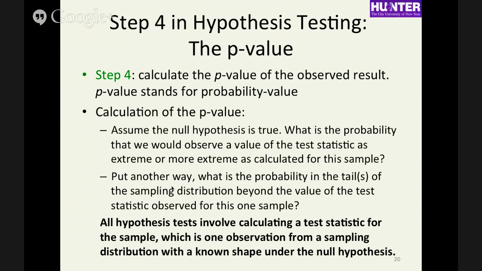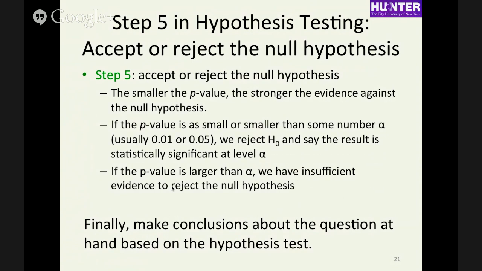So for now, it'll be the normal distribution, but all hypothesis tests follow this same basic procedure of calculating the test statistic and then calculating the probability of that or something more extreme under the null distribution, the null sampling distribution. Then finally, step 5 is to either accept or reject your null hypothesis, and to make conclusions and write that down in the language of your study in a way that's relevant to the audience of those results.